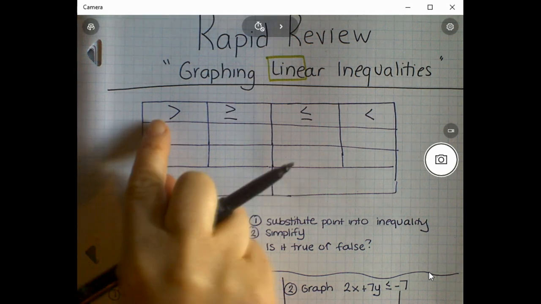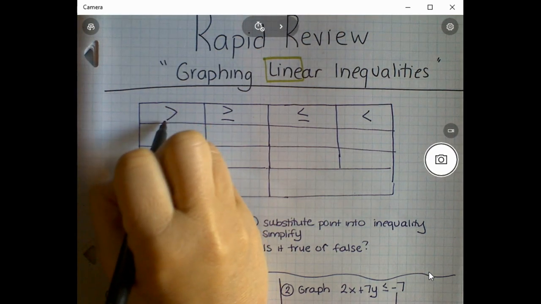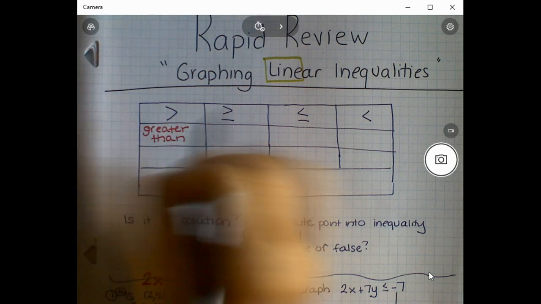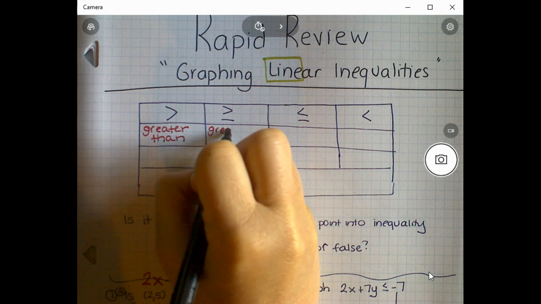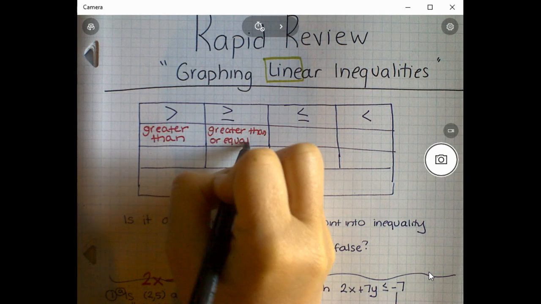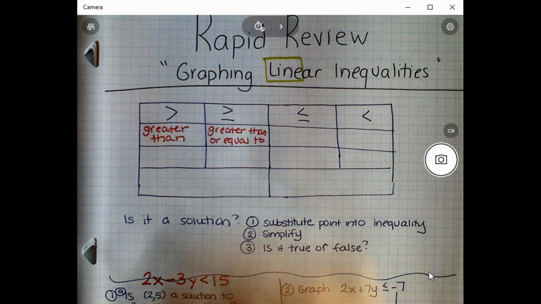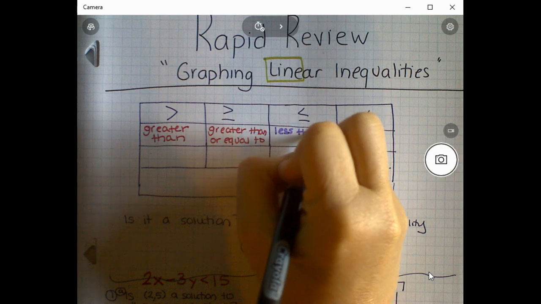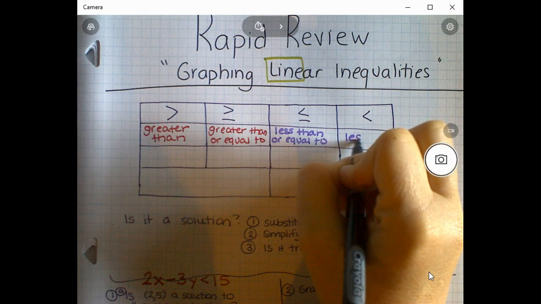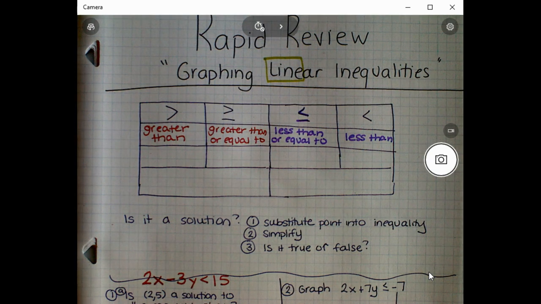So before we start, we're going to do some vocabulary and symbols. Hopefully you remember this symbol means greater than. And this one means greater than or equal to. This one, less than or equal to. And this one is just less than. You can tell the difference because they have a little piece of an equal sign underneath the inequality sign.